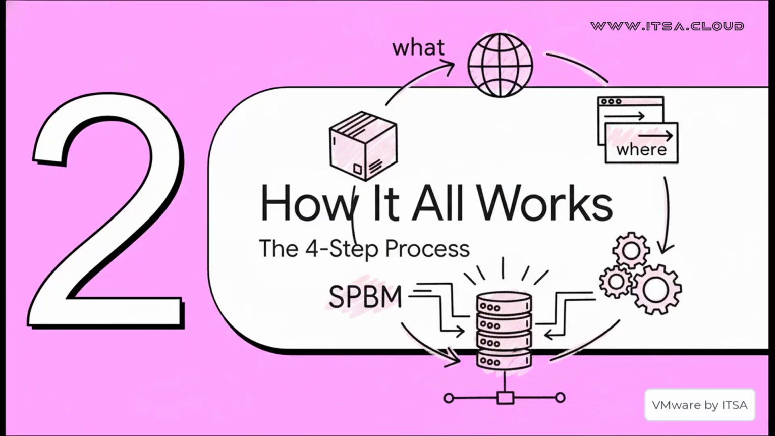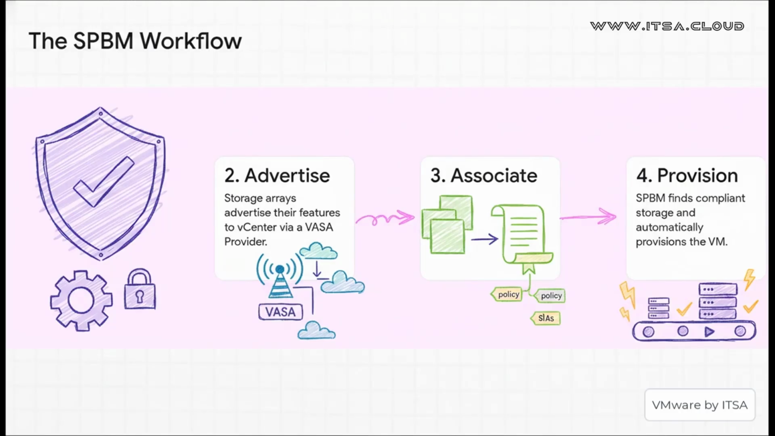Okay, so let's dig in. How does this translator actually work its magic? Well, it all boils down to a surprisingly simple 4-step process that connects what an app needs to where it's going to live. So it all kicks off when an admin defines a policy in vCenter, basically picking from a menu of capabilities. Then, the storage arrays advertise what they can do using something called a VASA provider. You can just think of it as a communication bridge that lets the storage talk directly to vCenter. After that, you just associate that policy with a virtual machine, and then here comes the magic. SPBM automatically finds a compatible datastore and provisions the VM with the exact services it requires. It's just a perfect, seamless handshake from beginning to end.